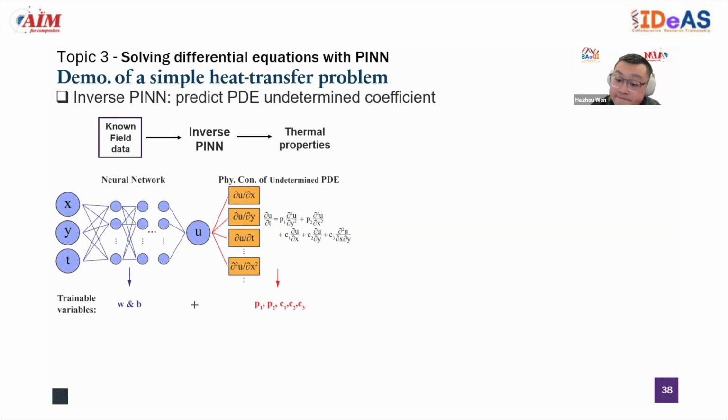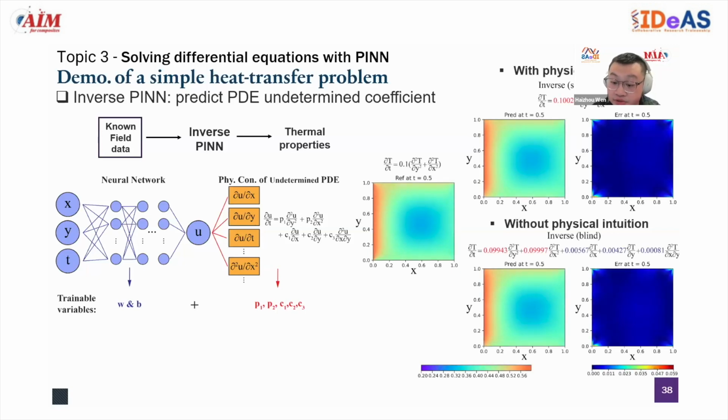Since we can use optimization to determine the weights and biases in the NN, we can also put the undetermined thermal coefficient into the PDE. So during the training process, all the weights and biases as well as the thermal coefficient are going to be optimized. We let the NN tell us what coefficients are the optimal ones to match the PDE. So this is the result.